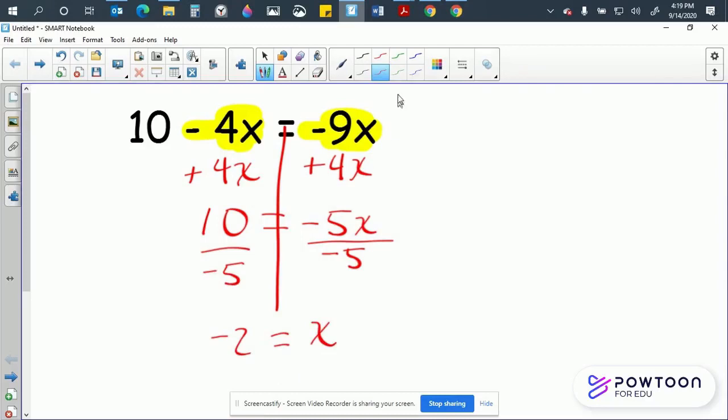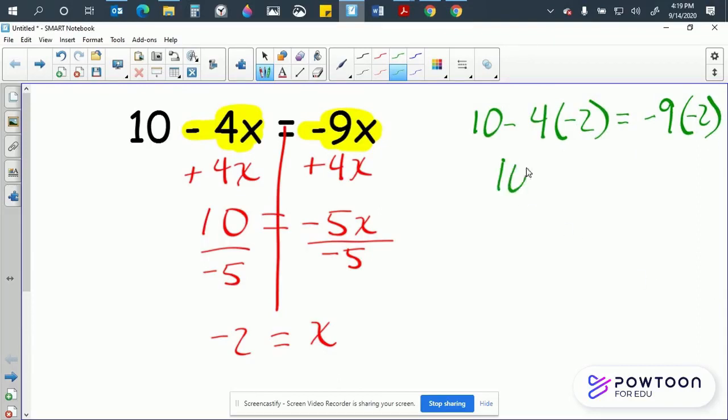And we can do our check. So 10 minus 4 times negative 2 equals negative 9 times negative 2. 10 minus negative 8 equals 18. It checks.